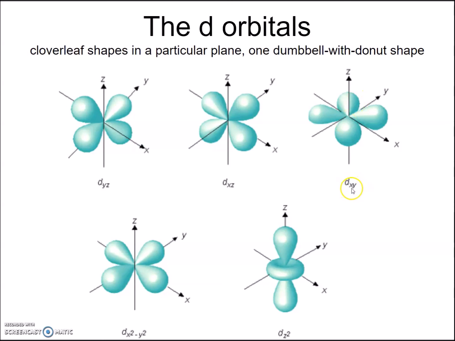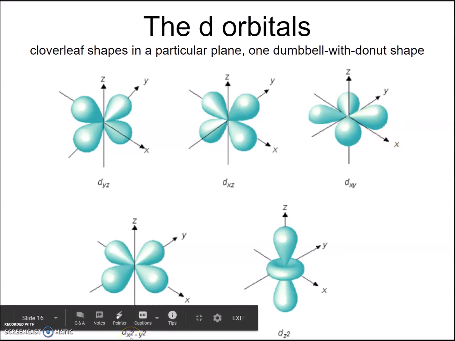Or perhaps this one's the easiest to see. The D subscript XY orbital exists in the XY plane. Notice the axes here. So this would be the flat plane that comes in and out of the screen. And the cloverleaf points in between the axes. So the X and Y axes are 90 degrees from each other, and they would be 45 degrees from where the lobe is pointing.